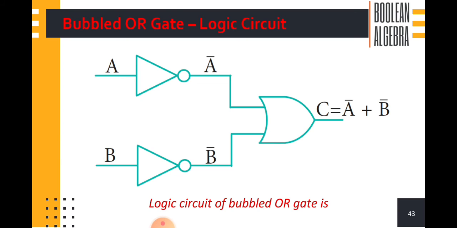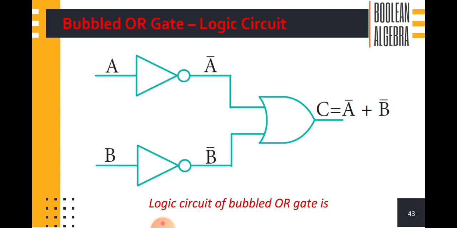Here we are passing two inputs A and B. A is passed to the NOT gate, that is, we take the complement, and B is also passed to the NOT gate to get B complement. A complement and B complement are given as inputs to the OR gate. We get the output C equal to A bar plus B bar. Okay, A bar plus B bar. We get the output of the coupled OR gate. See this diagram.